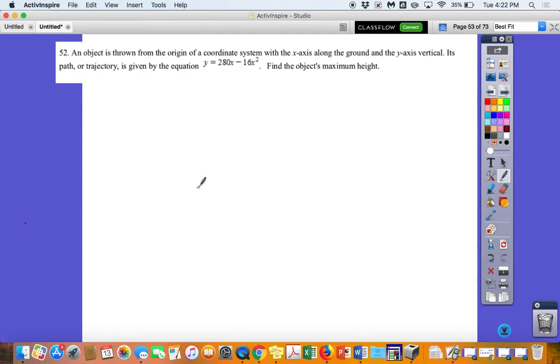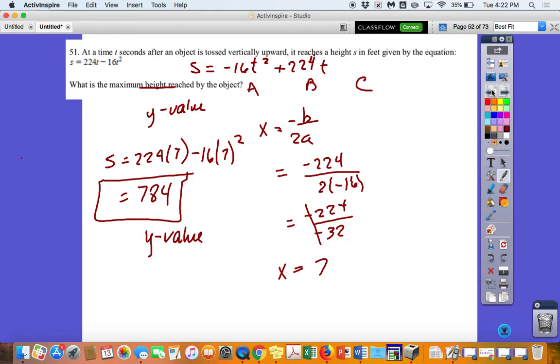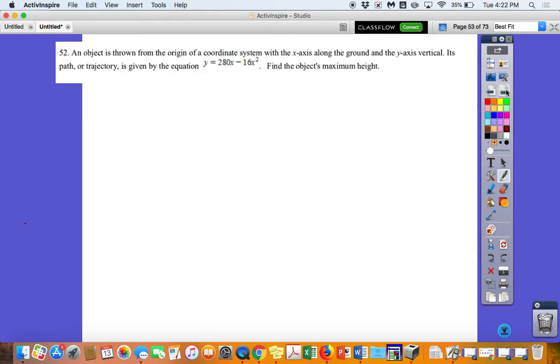Find the object's max height. Well, it's the same type of question as what we did before. It's just different numbers. Before we had 224t minus 16t squared. Now we've got 280x minus 16x squared. Same basic thing. Now I will solve this a different way.